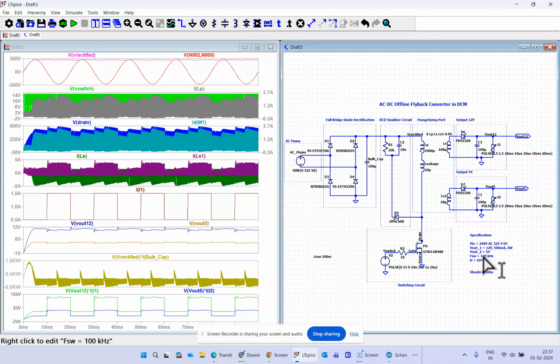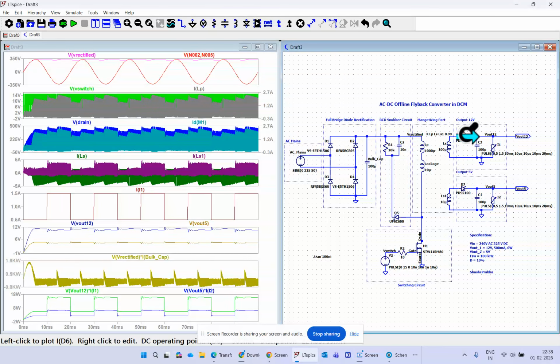These are the specifications. Its input voltage is 230 volt AC, which gives 325 volt DC. Here is V rectified. And this is the rectification stage with a bulk capacitor. And this is a snubber circuit, RCD snubber. And this is the primary inductance, and this is the leakage inductance to show the leakage in the transformer. This is the secondary inductance, and both are out of phase, like 180 degrees.